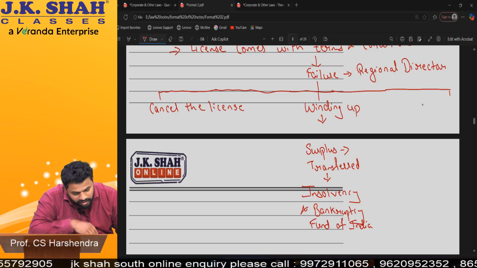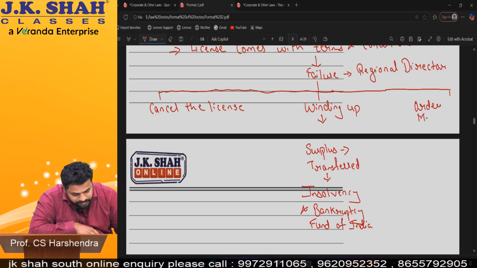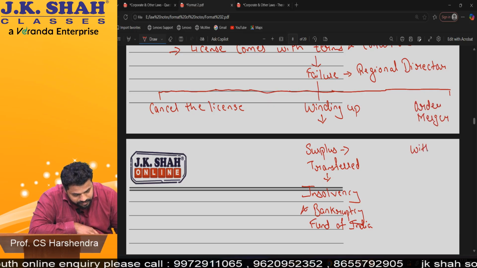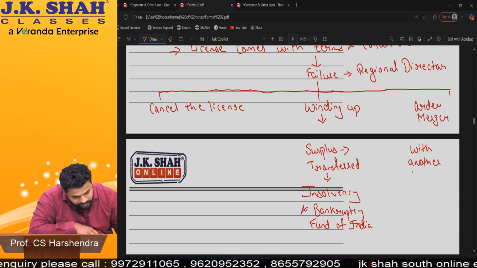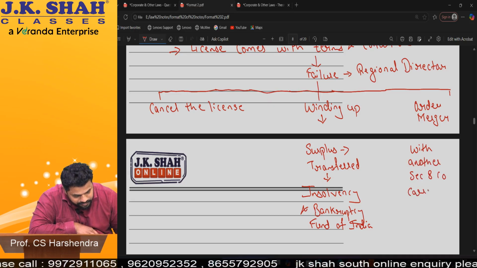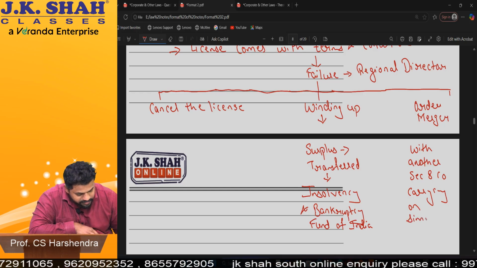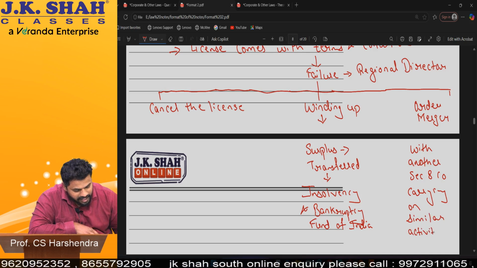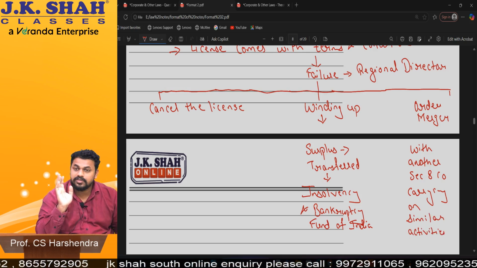So basically, order merger with another Section 8 company carrying on similar activities. Similar activities means charity, social welfare and all. Am I clear? Understood?